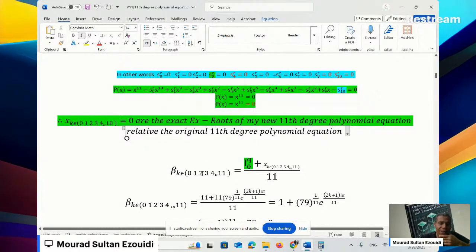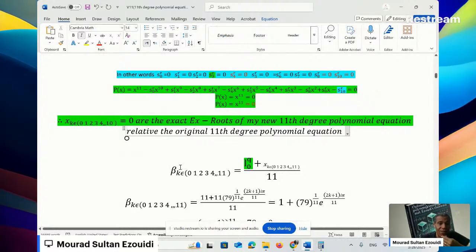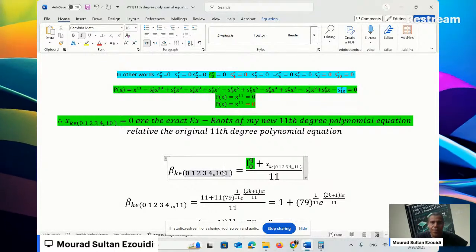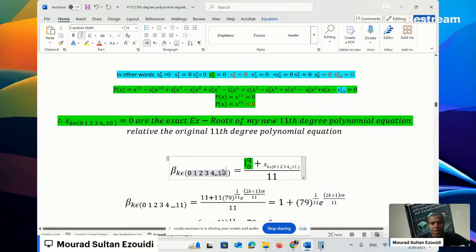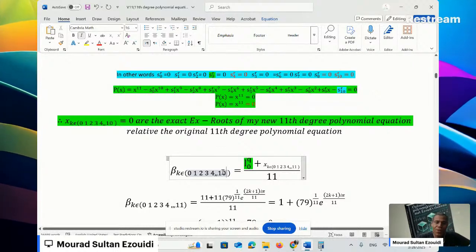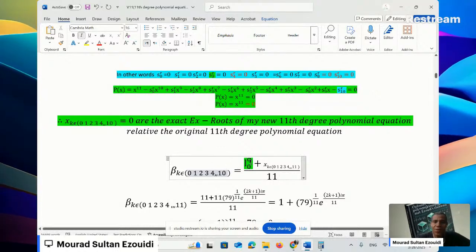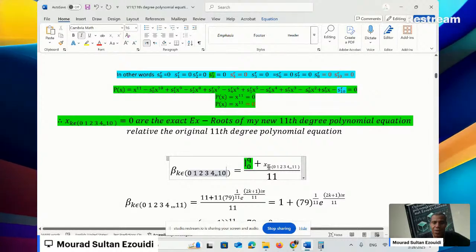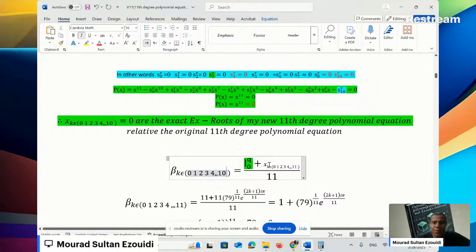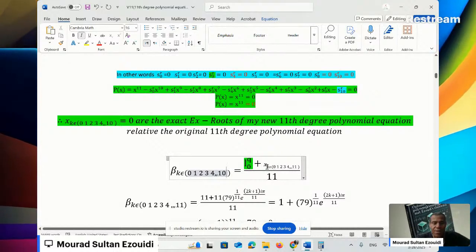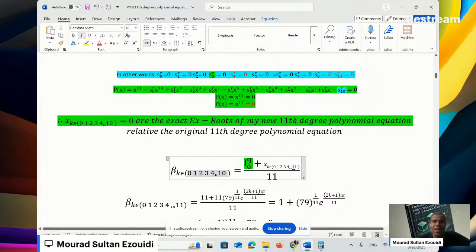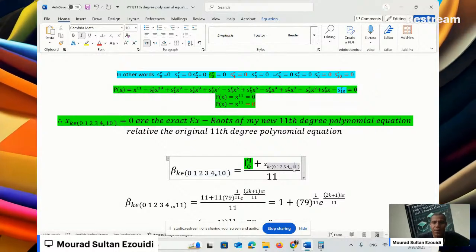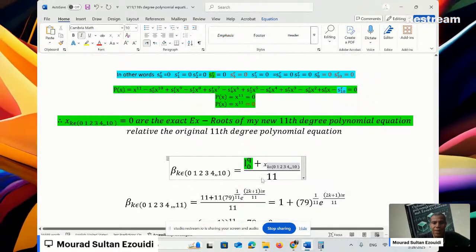To find now, my kids, the exact roots of the original 11th degree polynomial equation, we just use the relationship between the original and the new 11th degree equation, which has to be written as 0 for the cube plus x_k, which are the x roots of the new 11th degree equation, where k ranges from 0 to 10, all divided by 11.